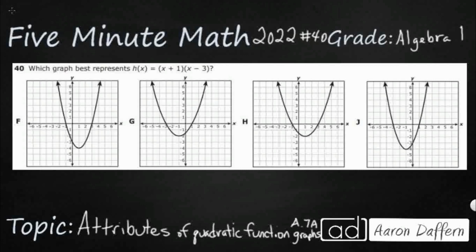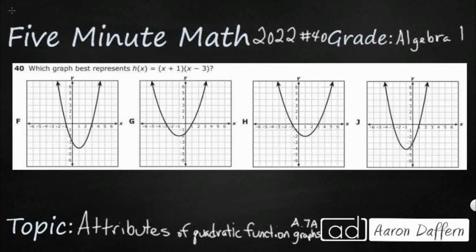Today we are looking at the Algebra 1 concept of attributes of quadratic function graphs. This is standard A.7A in the great state of Texas, and we are using item number 40 of the 2022 released STAAR test. If you haven't done so already, please go ahead and take a moment to pause the video, work this problem out on your own, unpause it, and we will look at our answers together.